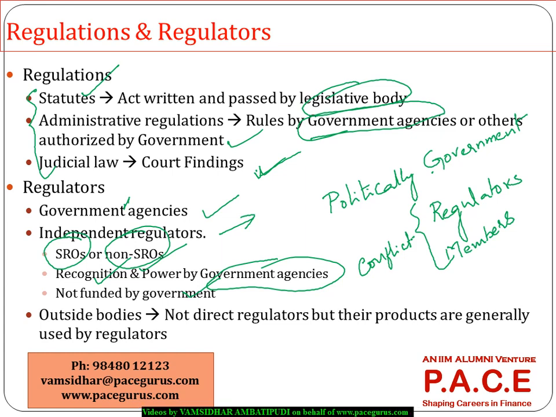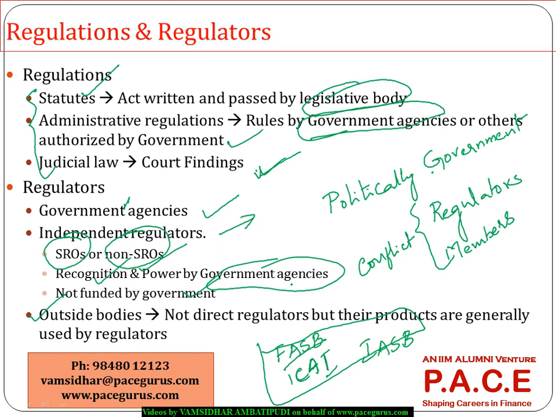And as a part of the regulatory mechanism, we can even have some outside bodies like the FASB, the Financial Accounting Standards Board, or the ICAI in India, the Institute of Chartered Accountants of India, or the International Accounting Standards Board. All these are not regulators, but they help the regulators in designing the policies, in designing the products, so that the regulators can use them and pass the regulations and contribute to the regulations more and more effectively.